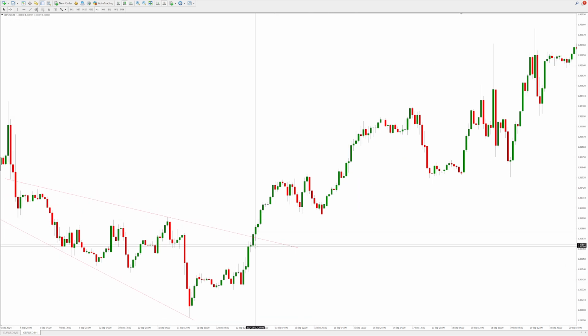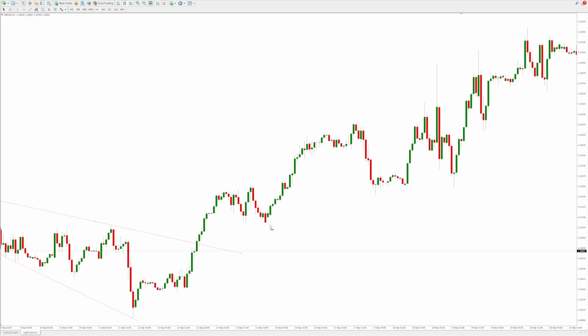We could have moved the stop loss to break even, just in case the price did turn around and take us out. We wouldn't have been in a loss, or we could have closed some of the position around here and then moved the stop loss up to lock in some more profit.